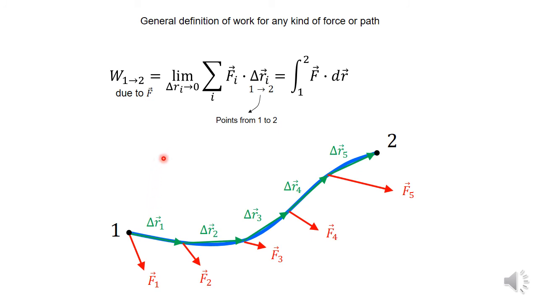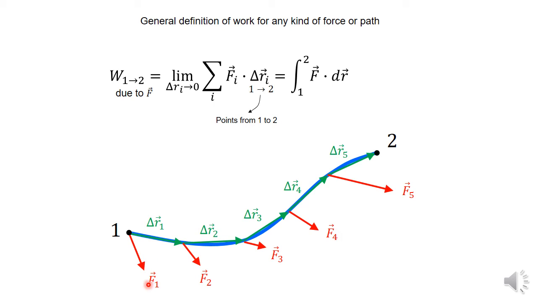So in general, what if you now have any kind of force? It doesn't have to be gravity, it could be any kind of force, and you have some path. You start from point 1 and end at point 2, and you want to go along this path and calculate the work done by this force as you go along the path. So the definition of the work to go from 1 to 2 due to the force F is: you cut up the path into small elements of length, and for each element of length you get the force dotted into the element of length.